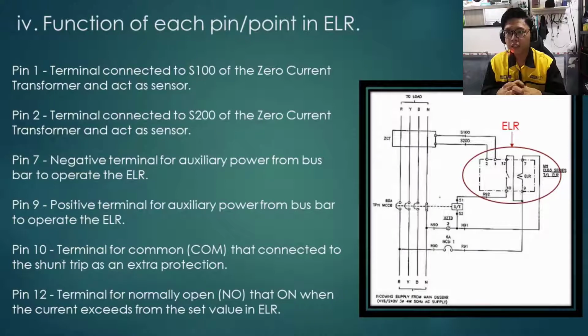Pin 10 is the terminal for common, which is COM, that is connected to the shunt trip as an extra protection. And the last pin, pin 12, is the terminal for normally open, NO, which turns on when the current exceeds the set value in the ELR.